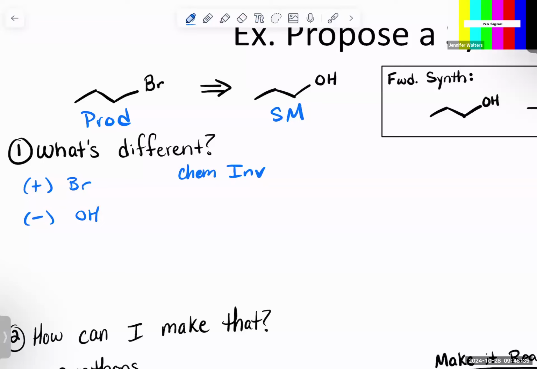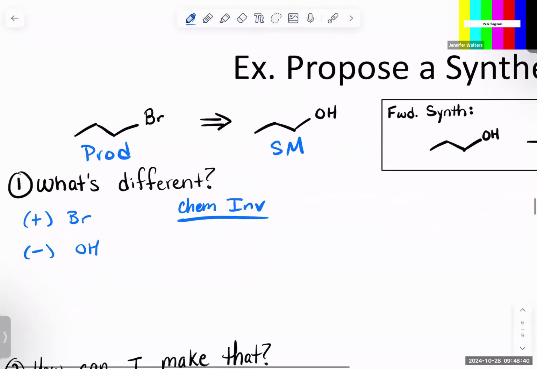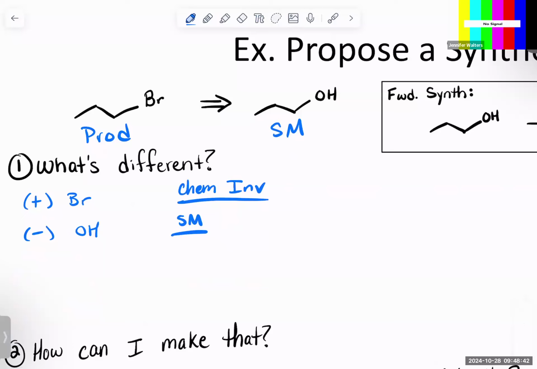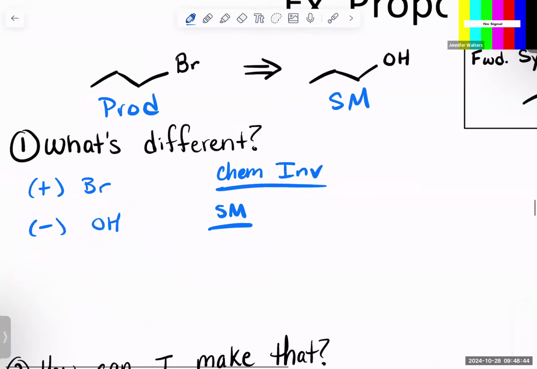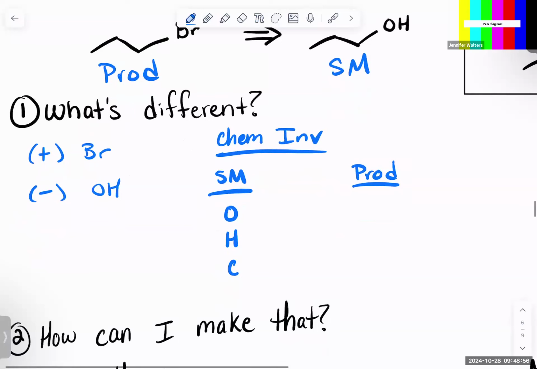So if we're just doing a generic chemical inventory, just to practice that, what are the elements that I have in my starting material? I have oxygen and hydrogen, and what else? And carbon. Cool. In my product, what elements do I have? Carbon, hydrogen, and bromine. Just to keep it similar, I'm going to keep them in the same order. So I'm going to do carbons next to each other, hydrogens next to each other, and then the heteroatoms next to each other. But it doesn't actually matter. You just have to compare.